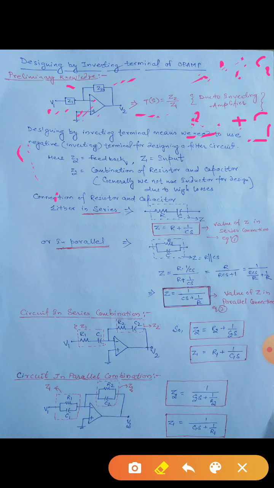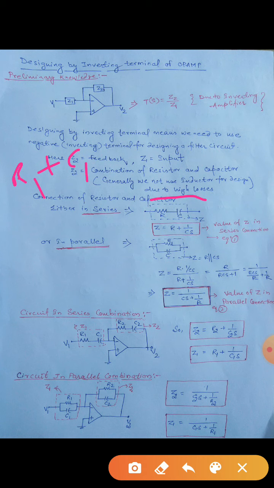So here the value of Z2, as I mentioned, is the combination of R2 and C2. Similarly, the value of Z1 is R1 and C1. Now this circuit can be designed either with a series combination or with the help of a parallel combination. Series combination means the resistor and capacitor will be connected in series, that means in the form of R and C. But if we talk about the parallel combination, then the connection of resistor and capacitor would be in parallel, so both components would be connected in parallel.